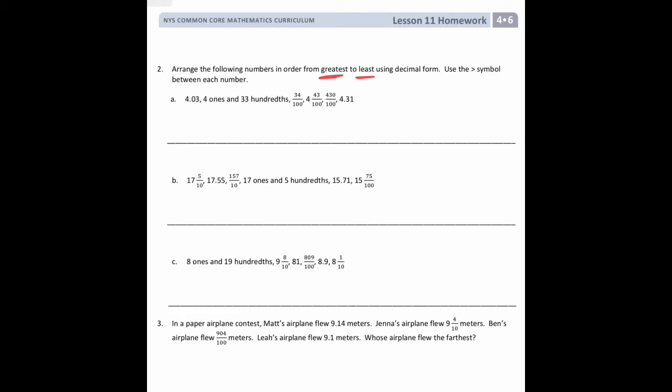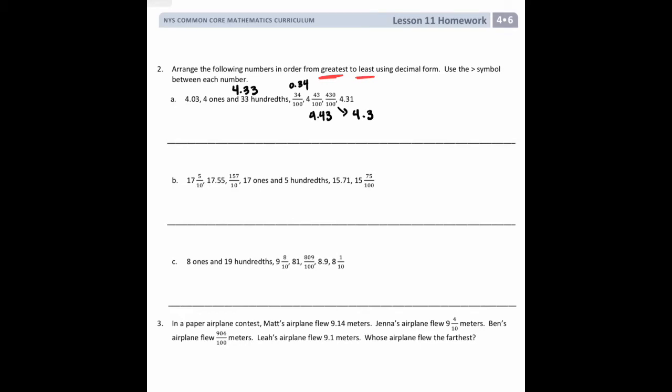So on A, 4.03 is already in decimal form, so we're going to leave it alone. And then we have 4 ones and 33 hundredths. Well, 4 ones and 33 hundredths would be the same thing as 4.33. And then we have 34 hundredths, which is the same thing as 0.34. Then we have 4 and 43 hundredths, would be 4.43. And then we have 430 hundredths, which is the same thing as 4 wholes and 30 hundredths, or 3 tenths, which would be 4.30 or 4.3. Now they're a lot easier to compare because we can compare them by whole numbers and tenths and then down to the hundredths.